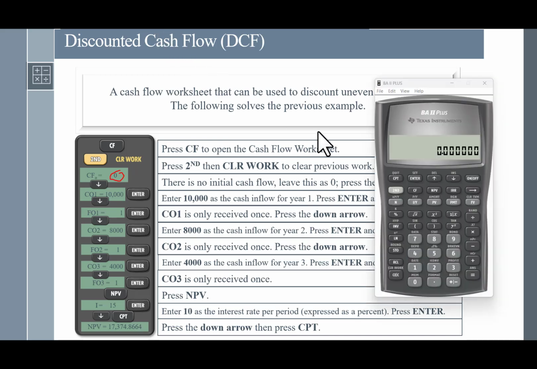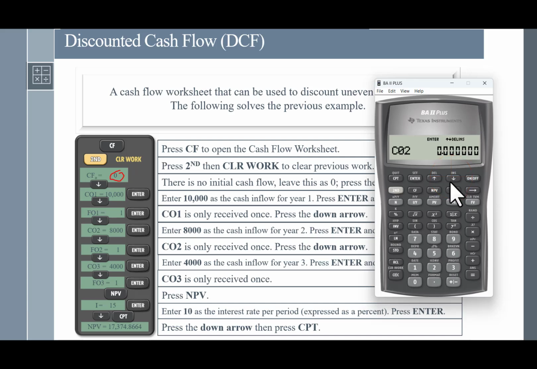Okay, so as you can see here, this is the CF button. All I have to do is press it, and you see it's CF0. So I'm going to press enter, get down to C01. It's 10,000, and I'm going to press enter. Down, frequency is 1. Enter.